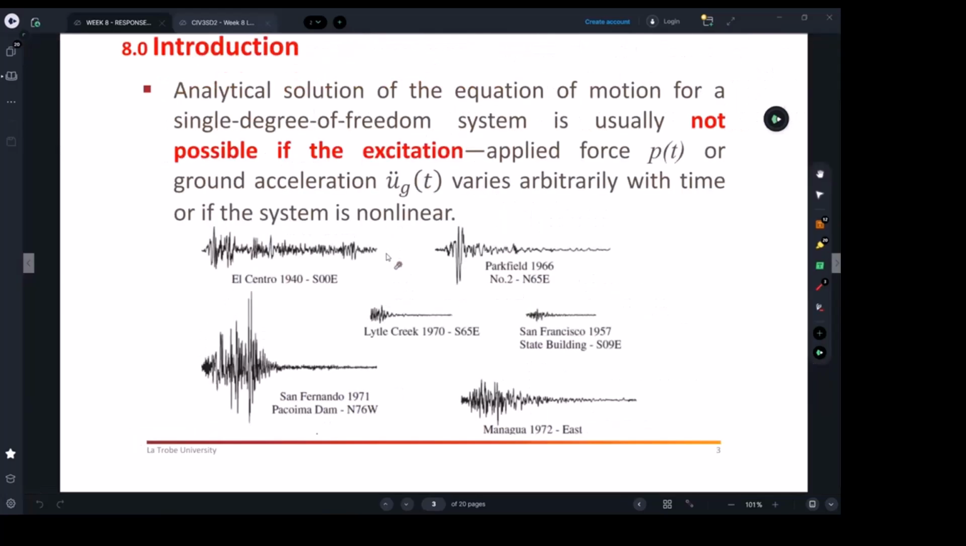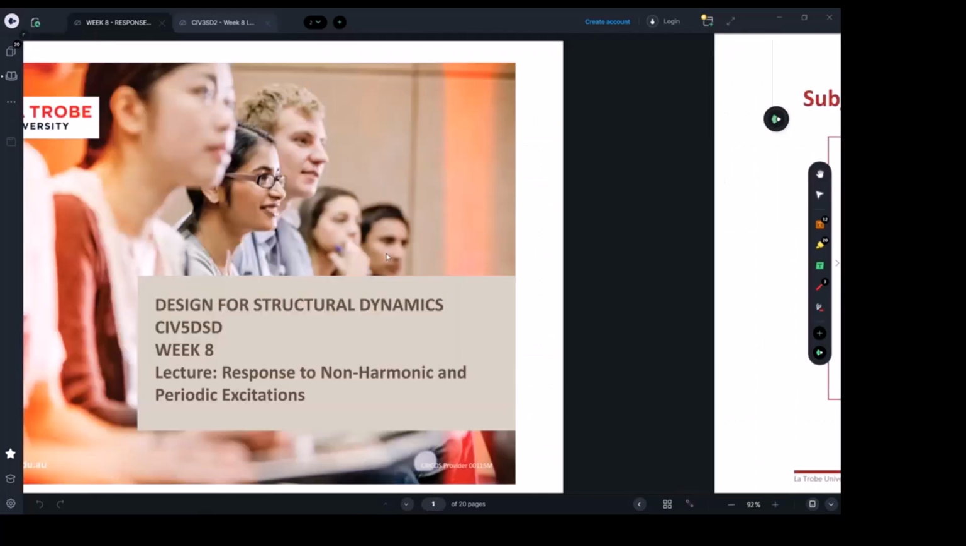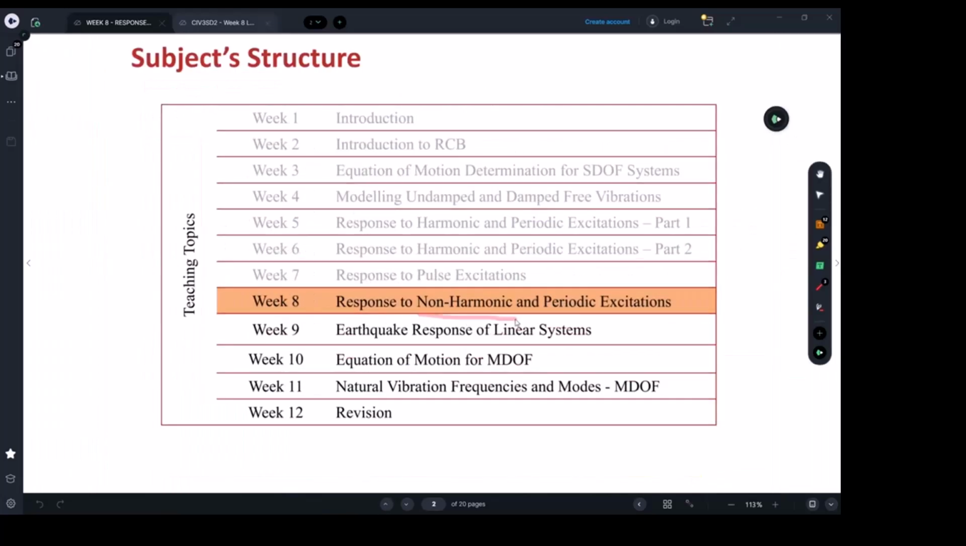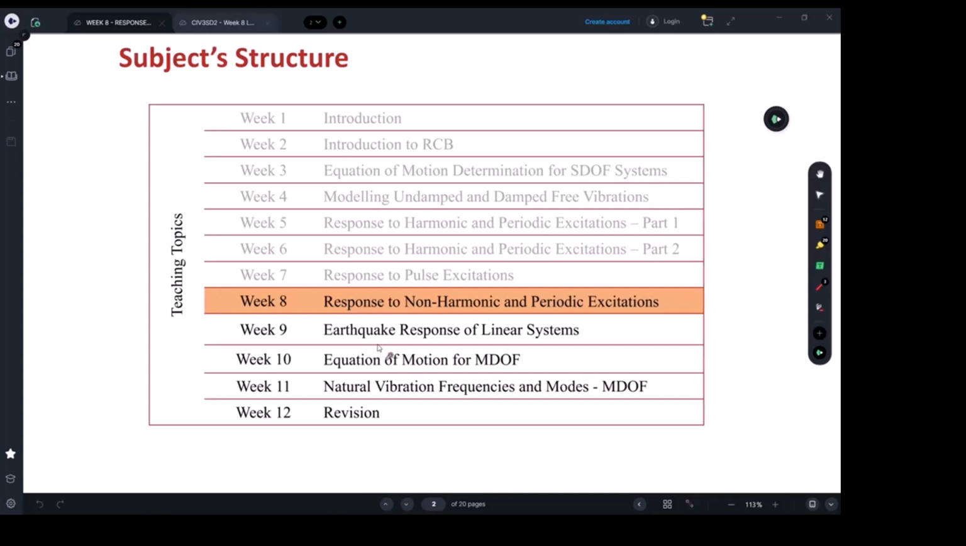The key thing we have this week is non-harmonic or periodic excitations. We mostly dealt with harmonic ones, if you remember, with our week 5 to 6 topic. So this week we're going to learn how to deal with such excitations and what engineers do when they evaluate buildings undergoing such excitations.